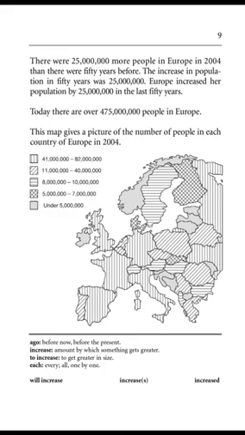Page 9. There were 25 million more people in Europe in 2004 than there were 50 years before. The increase in population in 50 years was 25 million. Europe increased her population by 25 million in the last 50 years. Today, there are over 475 million people in Europe. This map gives a picture of the number of people in each country of Europe in 2004.